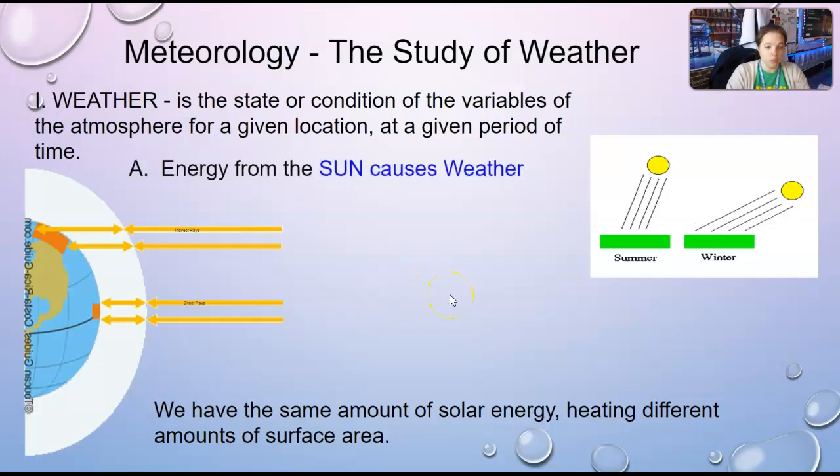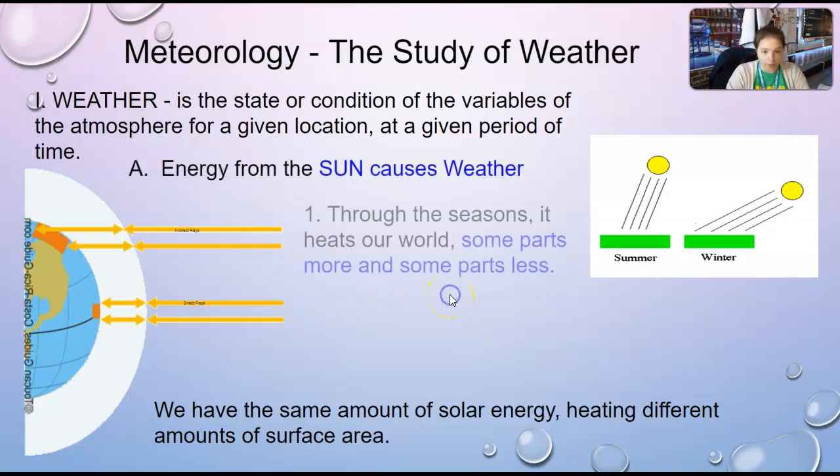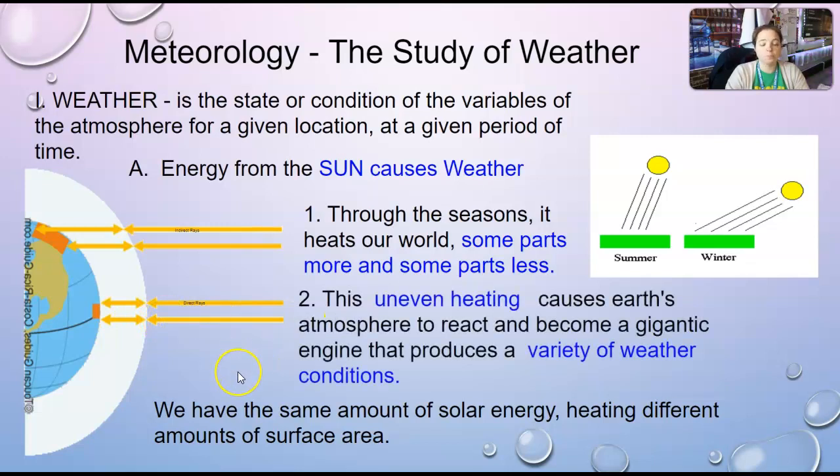So energy from the sun causes weather. Throughout the seasons, it heats our world, some parts more, some parts less. Some parts we get this, some parts we get this. So winter is more this, summer is more this. Not that we ever get this where we live.